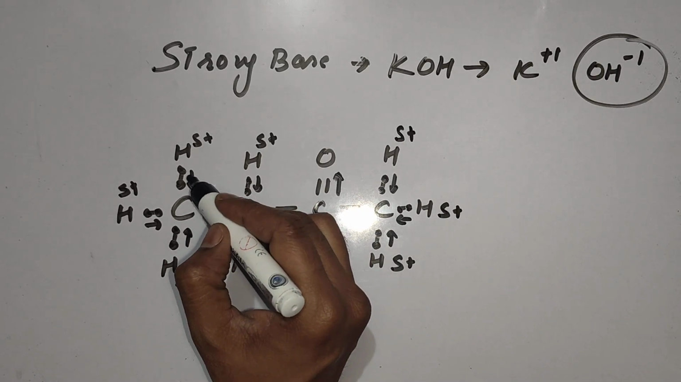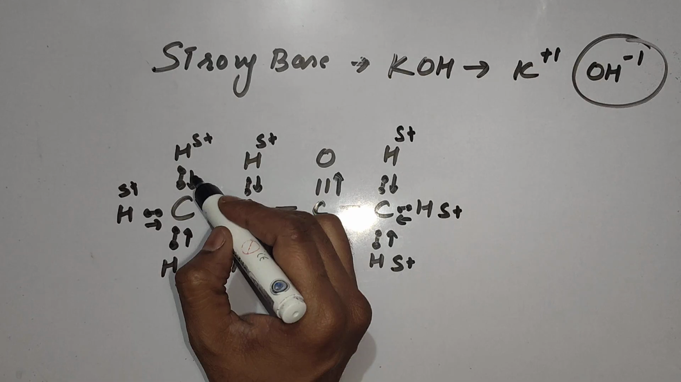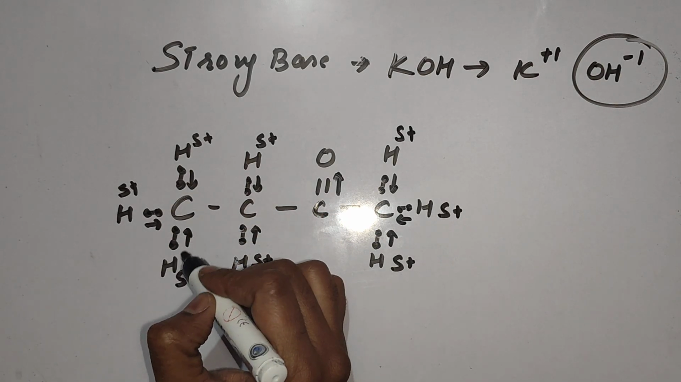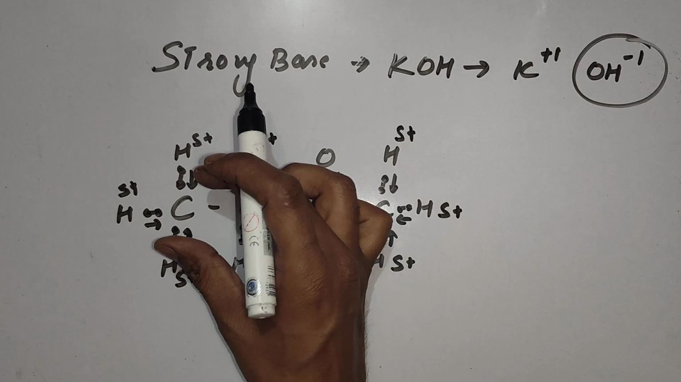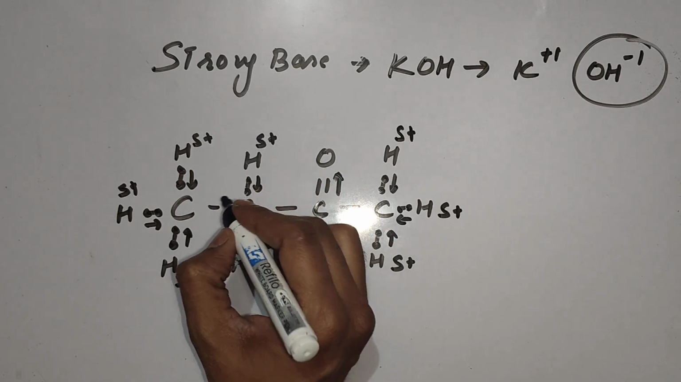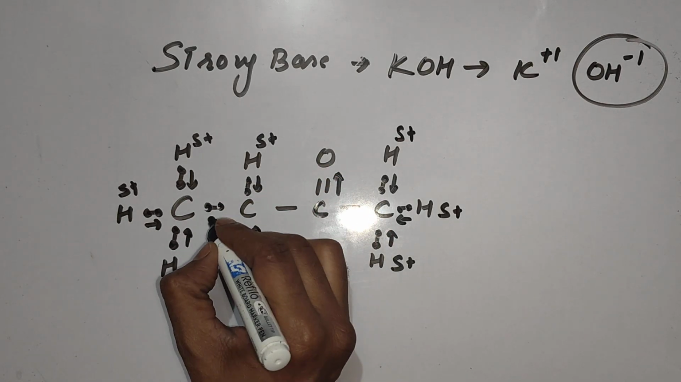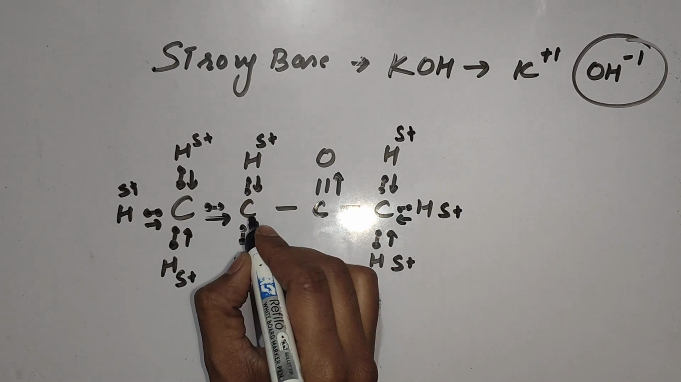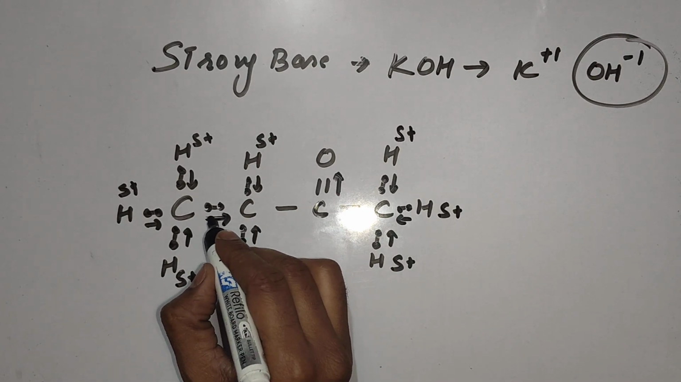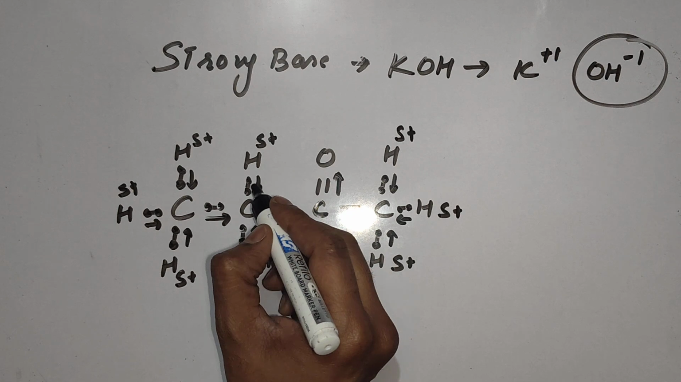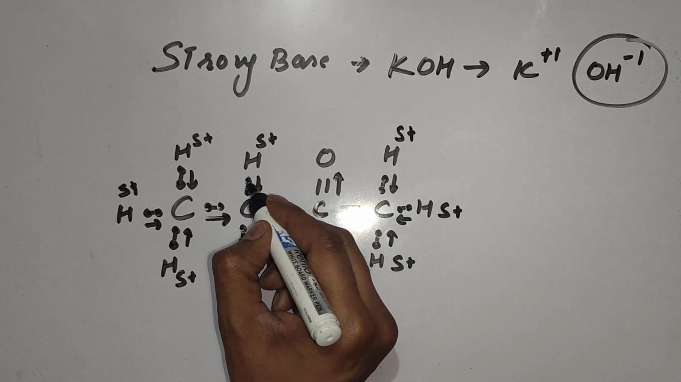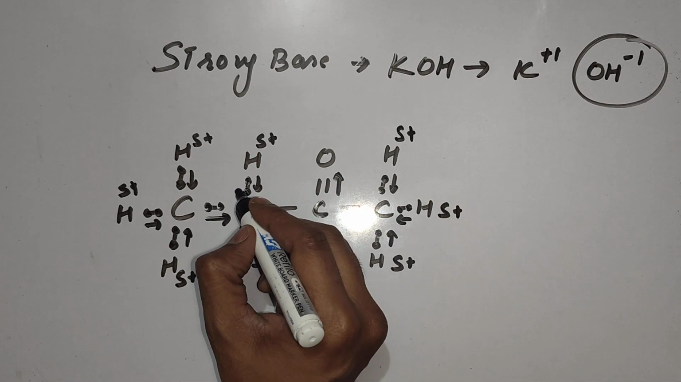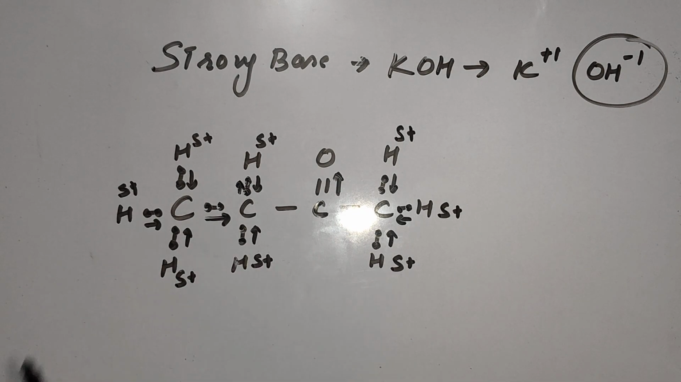From this side, electrons are coming. This hydrogen is giving electron to carbon. This hydrogen is also giving electron to carbon. This hydrogen is also giving electron to carbon. So around this carbon, three pairs of electrons are coming, due to which these electrons will be further pushed like this. Now, when these electrons go toward carbon, don't you think these electrons which were coming from the hydrogen side will feel some repulsion and move a little back?